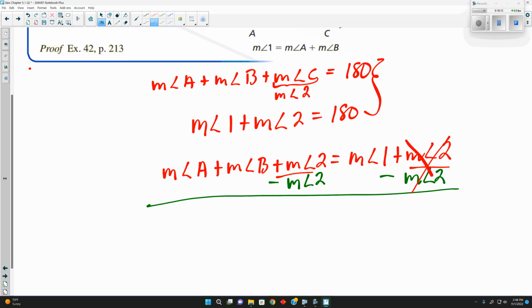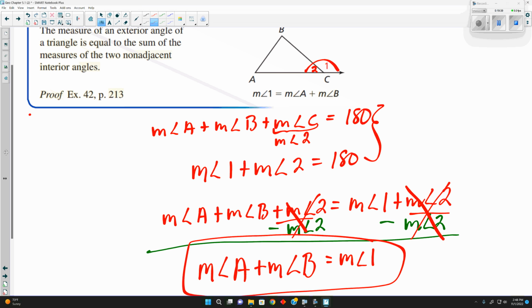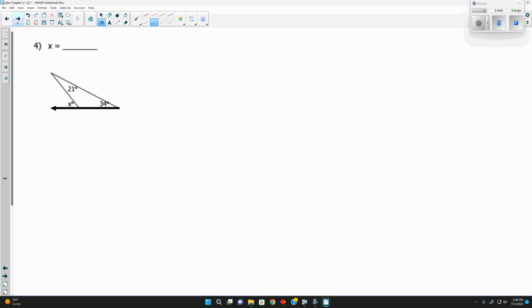So if I subtracted, those two will cancel, telling me that the measure of angle 1 is equal to what? Measure of angle B plus the measure of angle A. This is the theorem. That is the theorem. And I went through that to show you all that this does work every time. In the general sense, this is true, that the sum of the opposite two interior angles is equal to the exterior angle. So the sum of these two angles is going to equal the exterior angle every single time. Questions on this here?